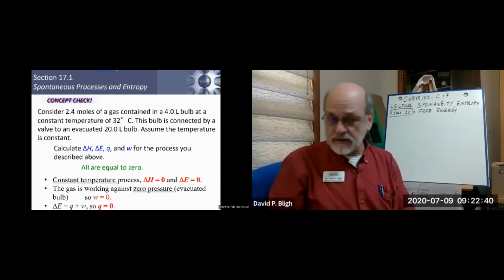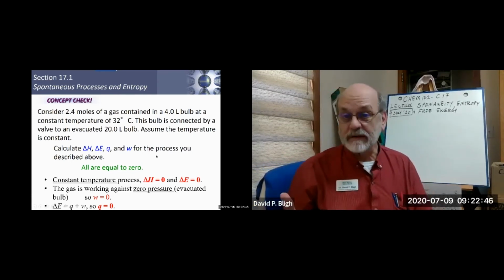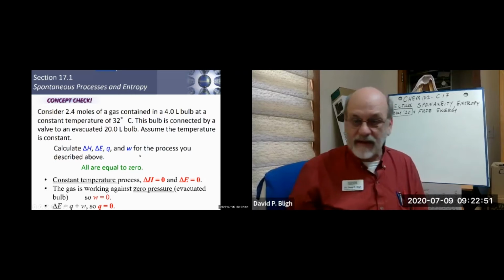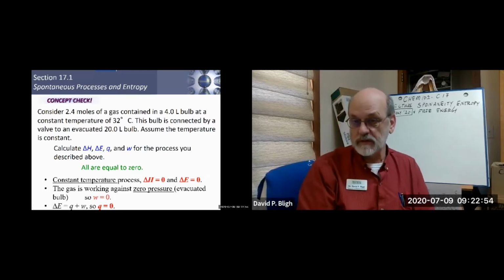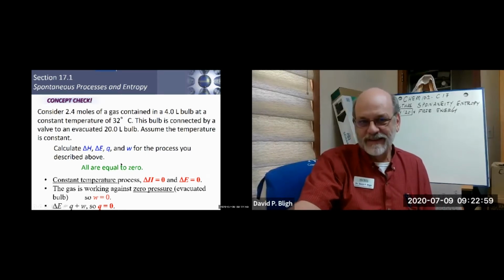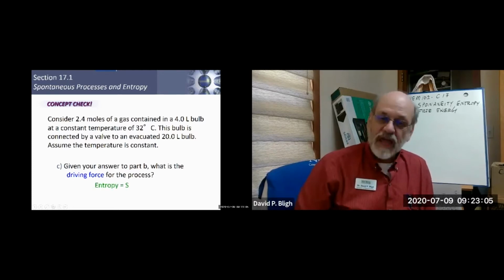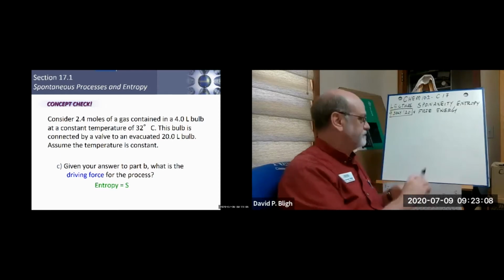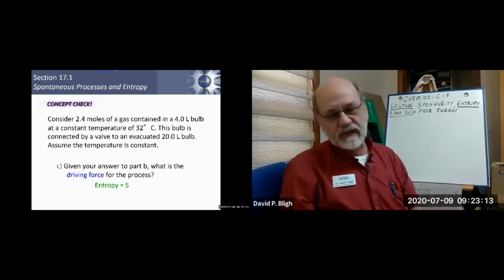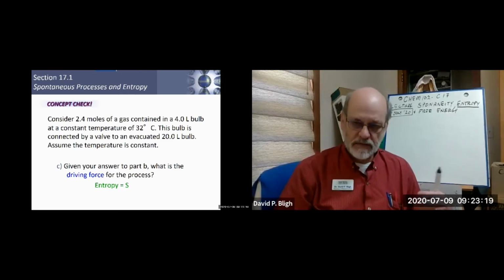So that begs the question, if we know all of these values are zero, why did it happen? There's no change in any of these values, so we can't explain what happened in terms of those values. We need a new value, as luck would have it. And the driving force for that process then is called entropy. Here we go. Entropy. And we give it the symbol capital S.